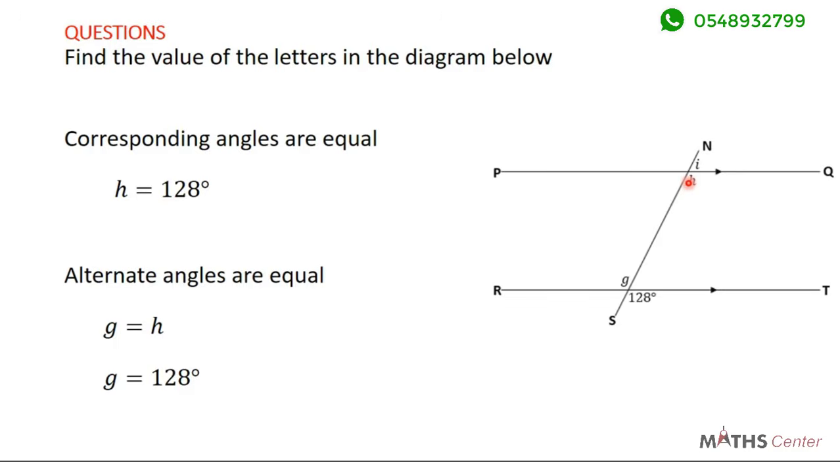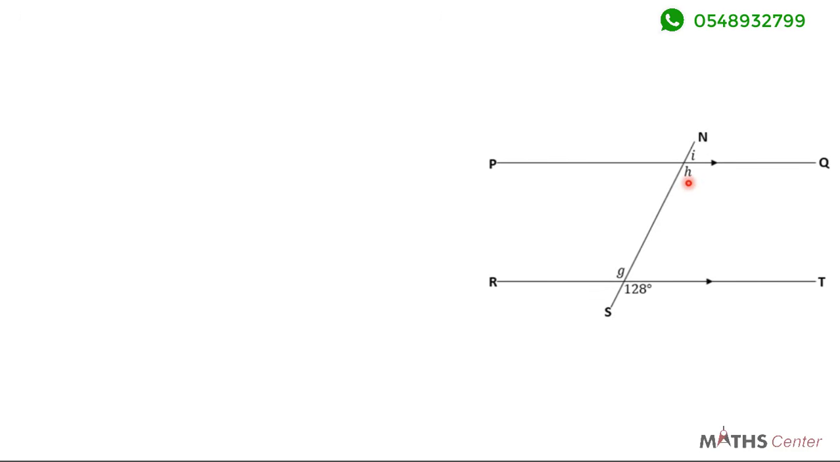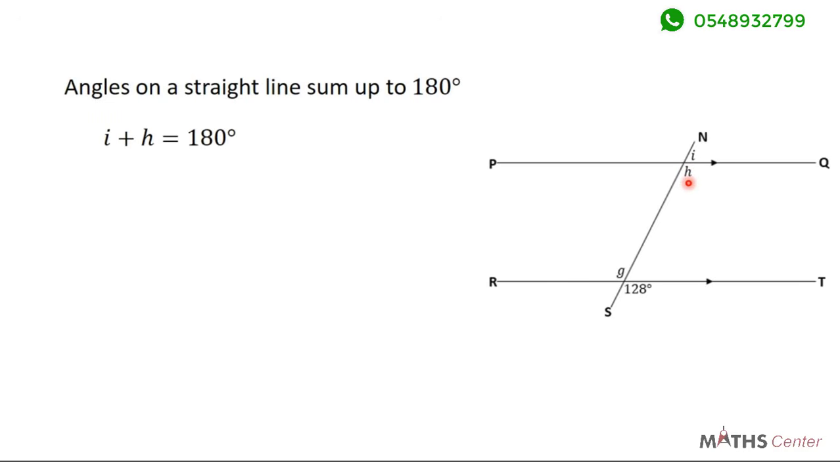Now we know from the previous video that angles on a straight line add up to 180 degrees. So if you add I to H, you must get 180 degrees. So I plus H is equal to 180 degrees.